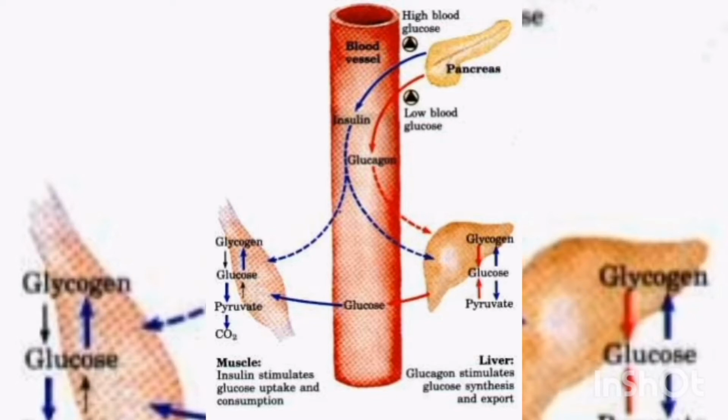And by the way, not all tissues require insulin to take up glucose. For example, our brain and our liver cells. They use GLUT transporters that are not dependent on insulin. The hormone also has other effects on our body's cells.